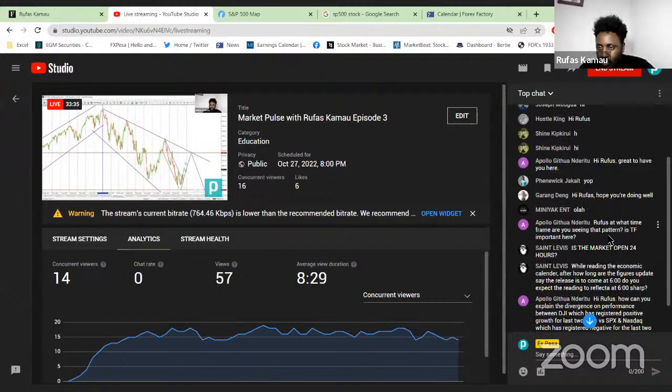Rufas, what time frame are you seeing that pattern? That was the 4-hour chart. So is the market open 24 hours?